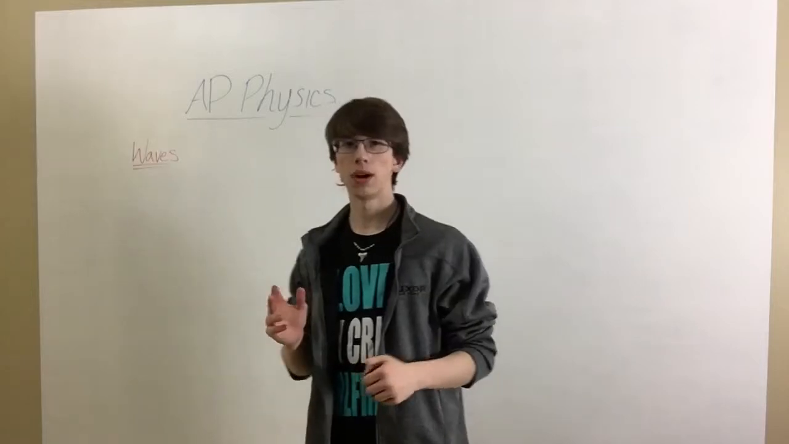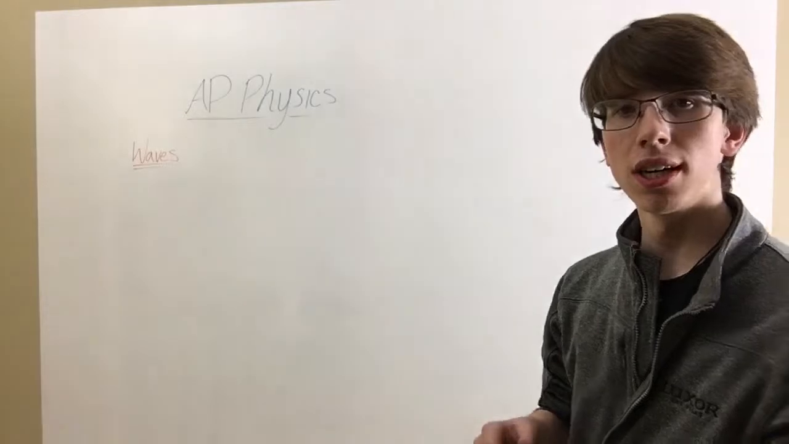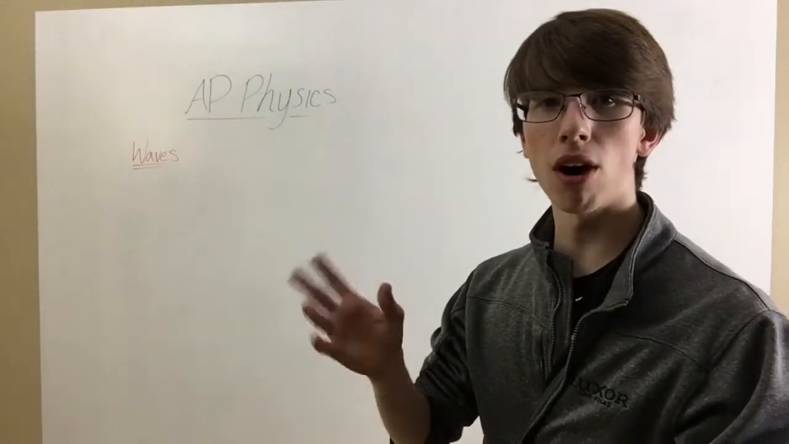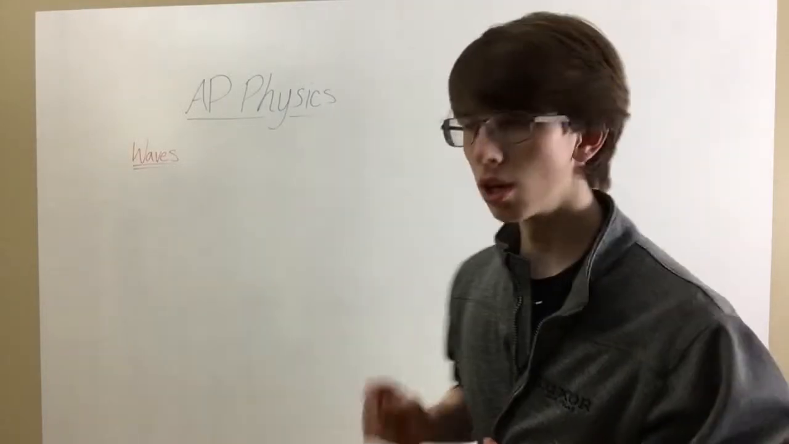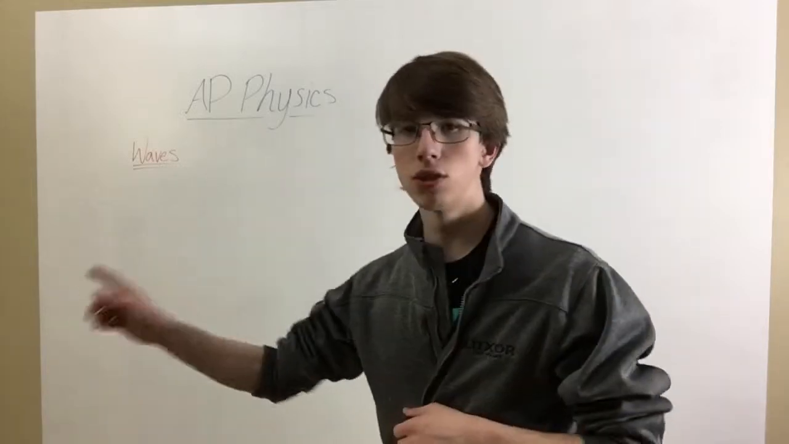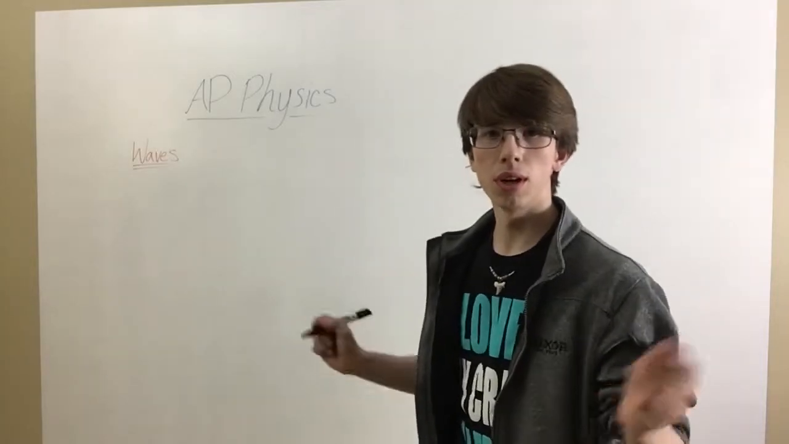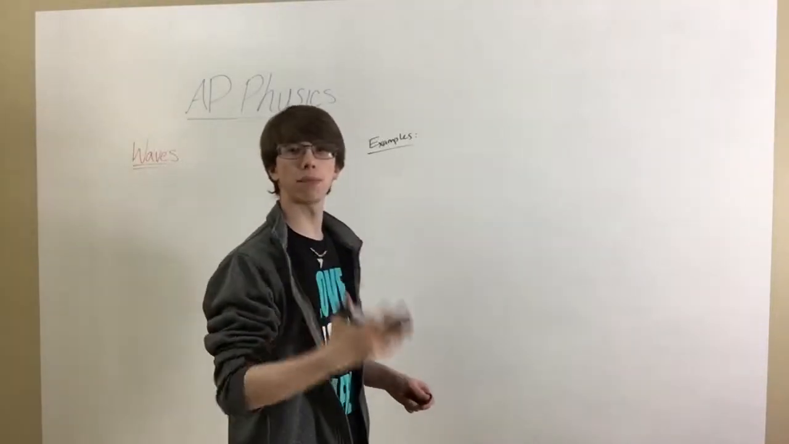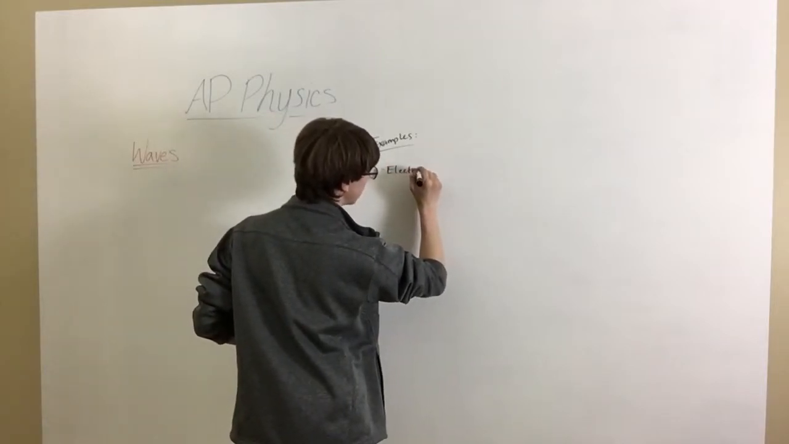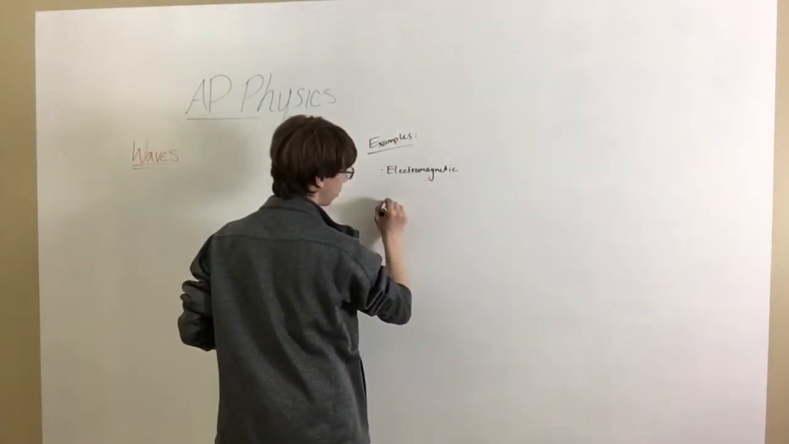What are waves? Well, a wave is a vibration. So a wave is a vibration that is caused by some source. That source can either be an oscillation or a pulse or some sort of propagation that causes it to travel across a medium. What is an example of some waves? So you can have some examples of waves such as electromagnetic waves or sound waves.